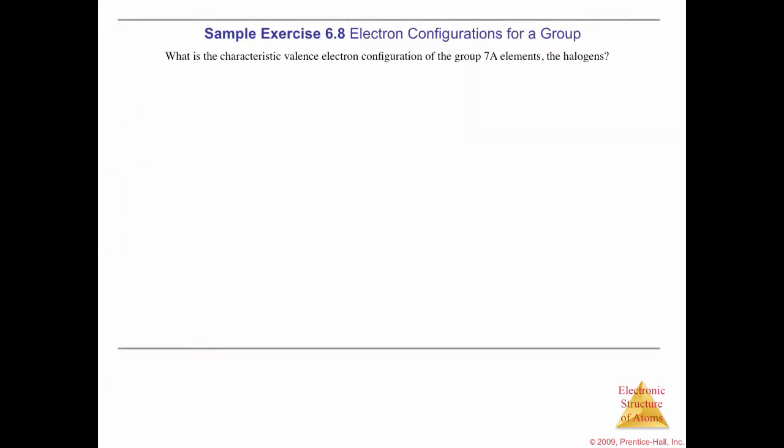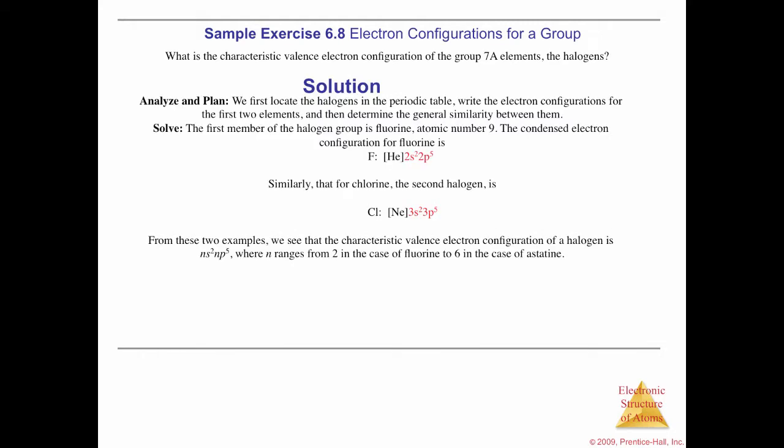Sample exercise 6.8, electron configurations for a group. What is the characteristic valence electron configuration of the group 7a elements, the halogens? First, we locate the halogens on the periodic table and write the electron configurations for the first 2 elements, and then determine the general similarity between them.